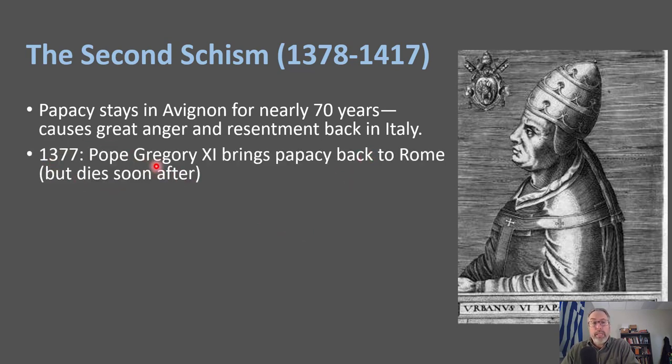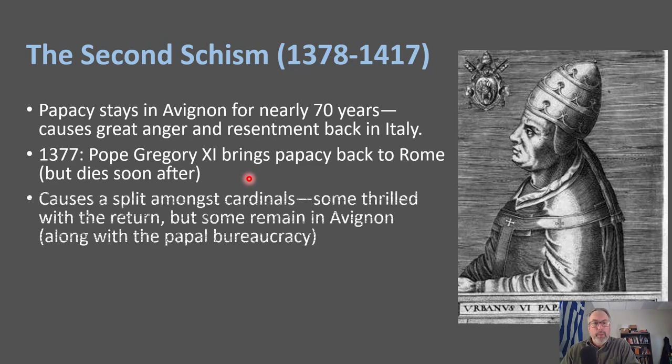In 1377, Pope Gregory XI ultimately brings the papacy back to Rome with great pomp, but he dies right after that, so he can't carry through his plans. And there's still a split among the cardinals. If you know something about Catholic organization, the Pope is at the top, and the cardinals are the next rank right below. When one pope dies and they have to elect another, the new pope is taken from that group of cardinals. So they have a lot of power within the church. And the cardinals themselves are split.